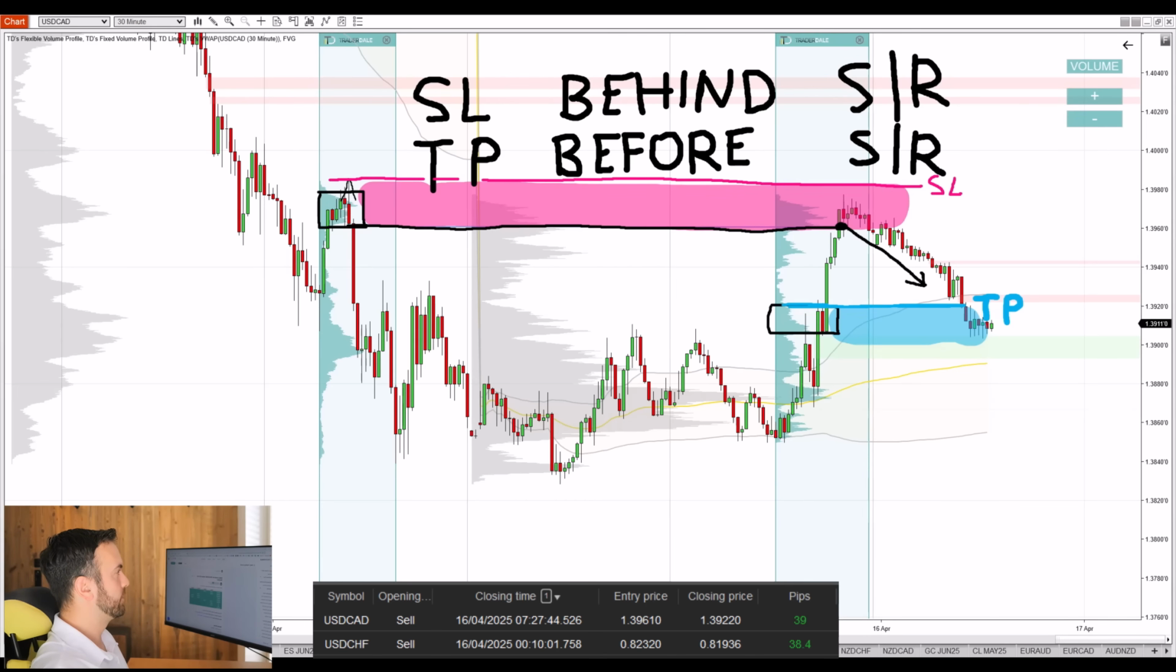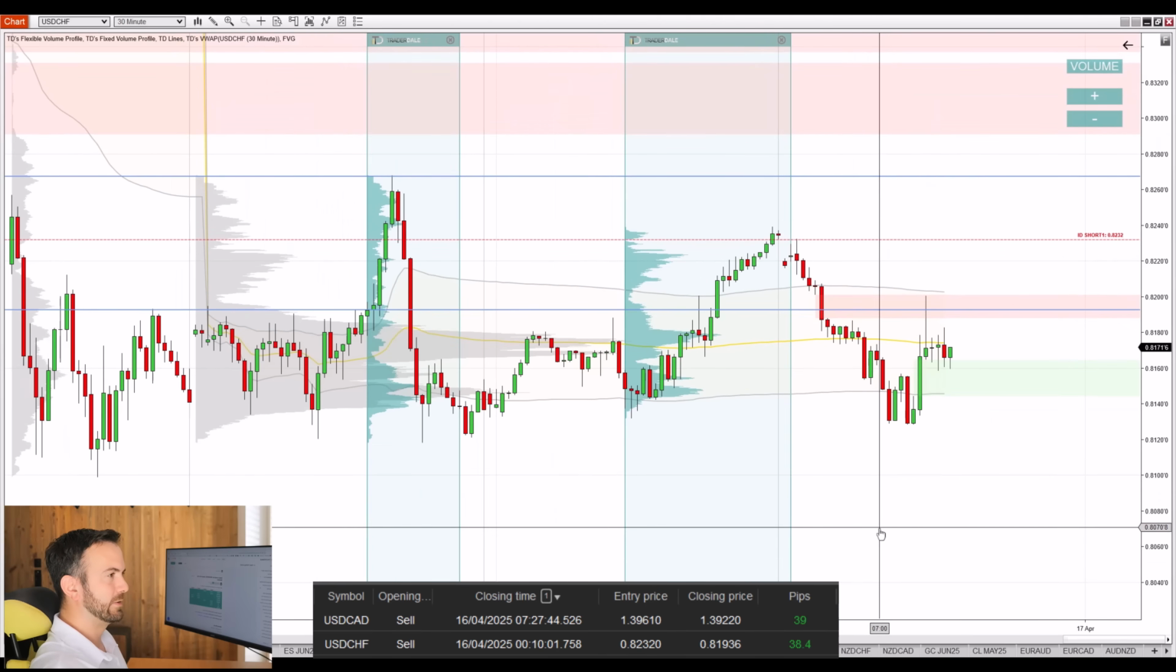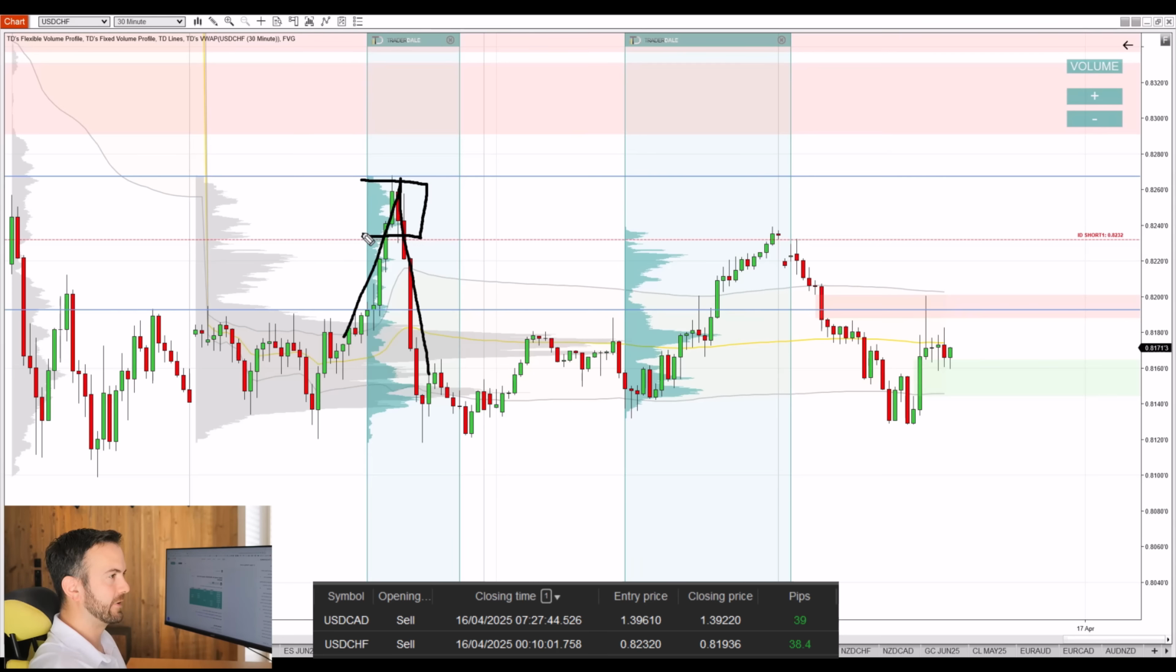Let me show you the other trade which I took earlier today. It was this one on the US dollar Swiss franc, and the trade was based on this strong rejection of higher prices and on this significant volume zone within the rejection, right? This red line which you see here, this dotted line, I'll just mark it in black, that was the place where I went short from.